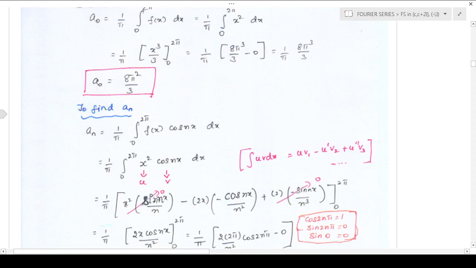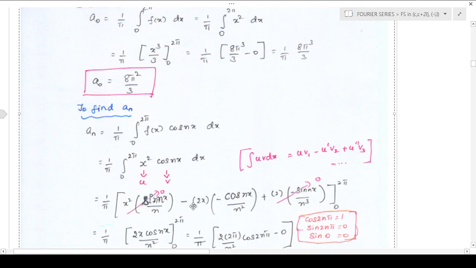So u is x square, you are writing here, right? Then for v, you have to integrate cos nx. If you integrate cos nx, it is sin nx by n. Again, x square you have to differentiate, because that is u dash. X square differentiation is 2x. Then v2: you have to integrate v1 and put it here. So sin nx integration is minus cos nx by n. Already one n is there, so minus cos nx by n square.